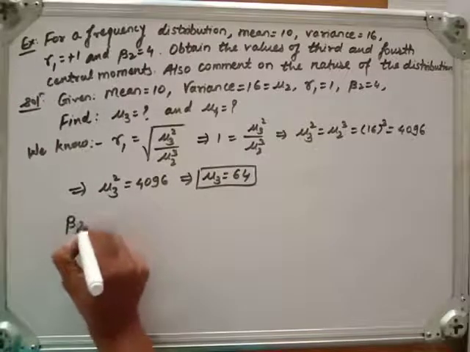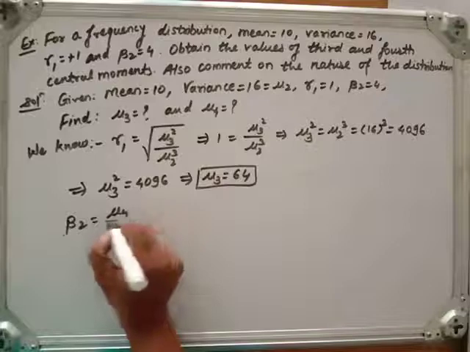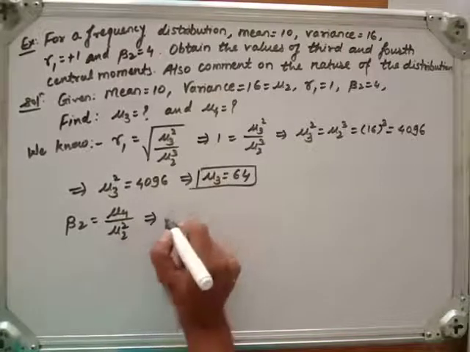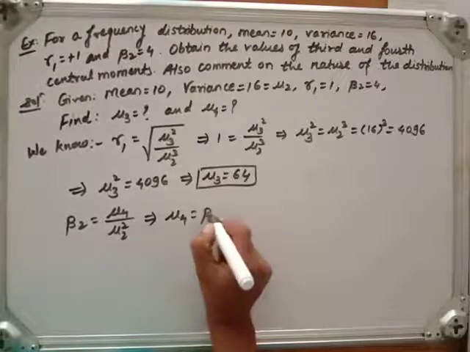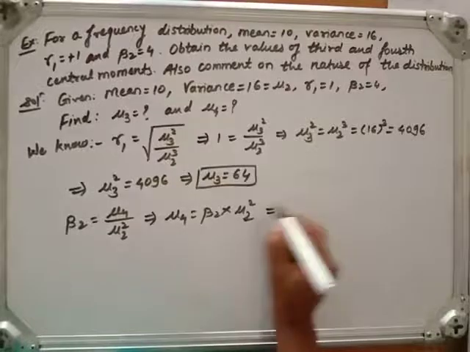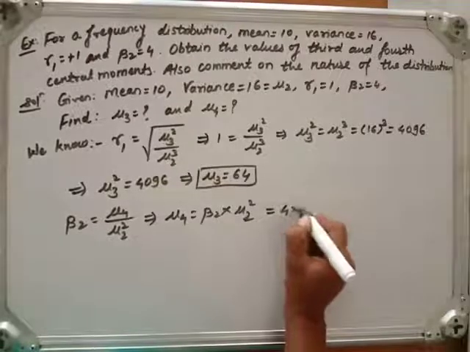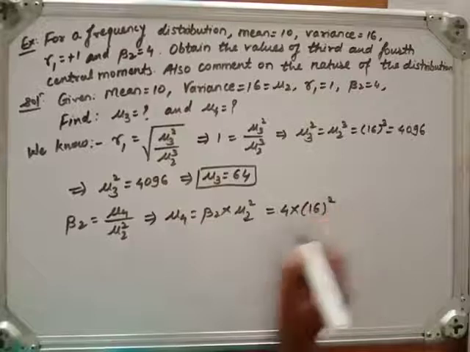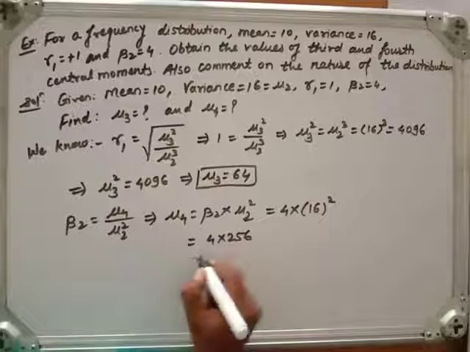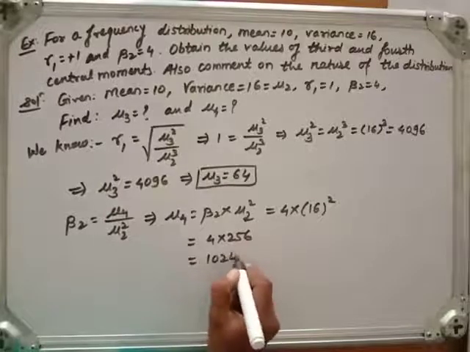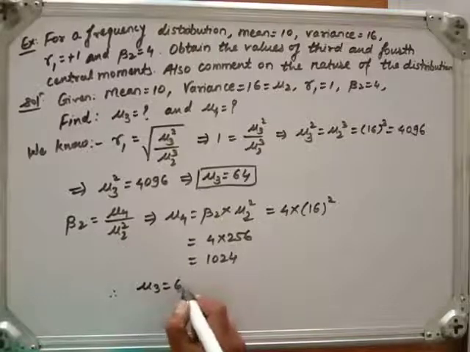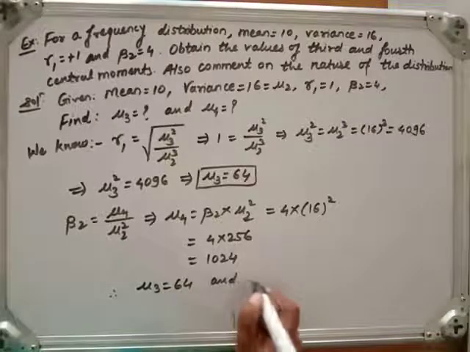And now beta 2 is what? mu 4 upon mu 2 square. So mu 4 is equal to beta 2 into mu 2 square, that is 4 into 16 square. So this is 4 into 256, that is 1024. Therefore mu 3 is 64 and mu 4 is 1024.